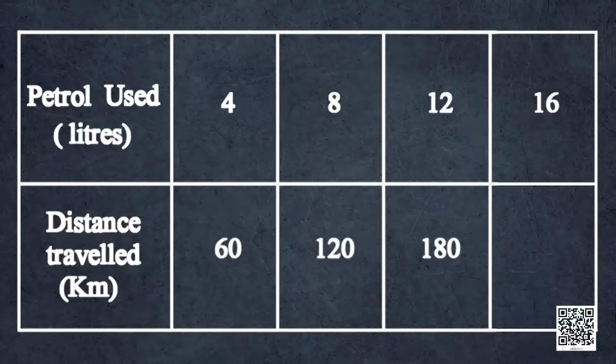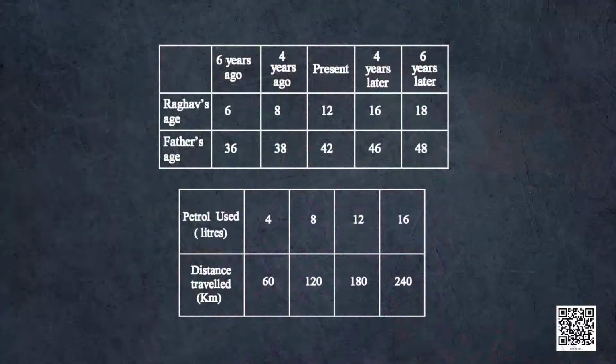Last one, that is using 16 liters of petrol, how far will the car travel? 4 into 4 is equal to 16. So, we need to multiply the distance also with 4. That is 60 into 4 is equal to 240. Completed? Yes. Now, look at these two tables.